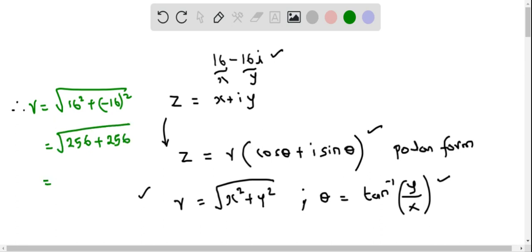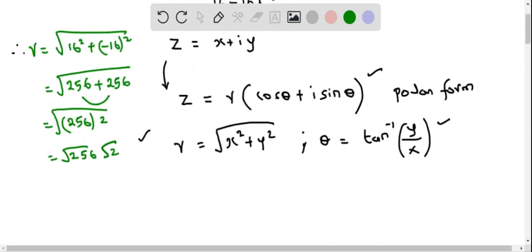and we should take the square root. I'm not going to sum this up. I'm going to write this sum as 256 times 2. Basically, it is 2 times 256. So now we can rewrite this radical as the square root of 256 times the square root of 2. We know the square root of 256 is 16. So therefore this becomes 16 root 2. So we found r as 16 root 2.